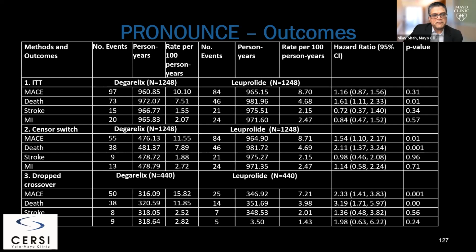adverse cardiovascular events. But when we drop the crossover groups, so specifically either the degarelix that crossed over to leuprolide or vice versa, we actually do see a difference in major adverse cardiovascular events. So we're trying to understand that a little bit better of why that might be different.